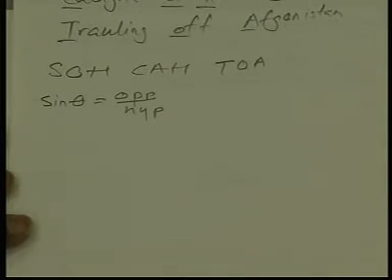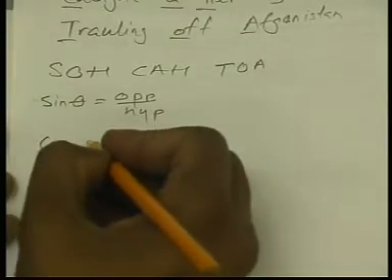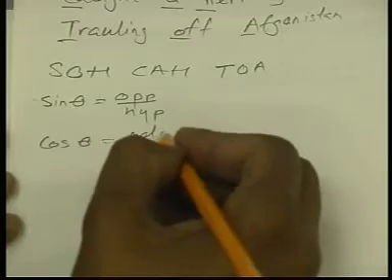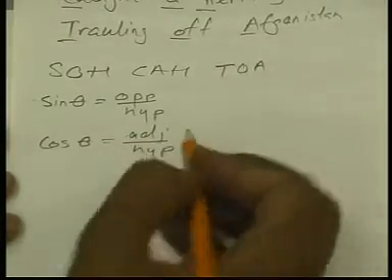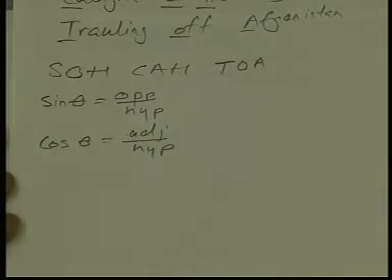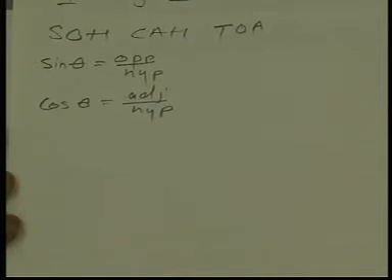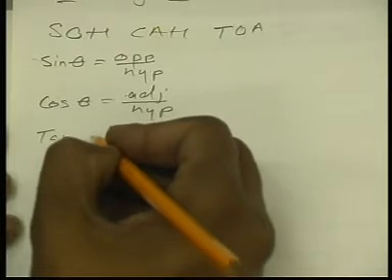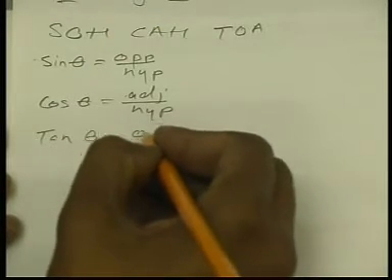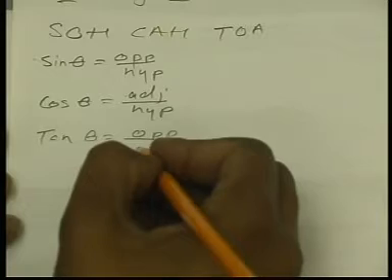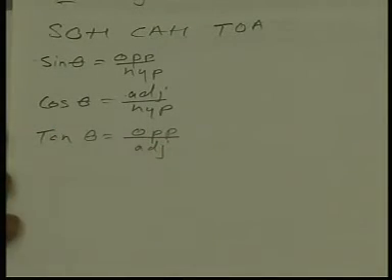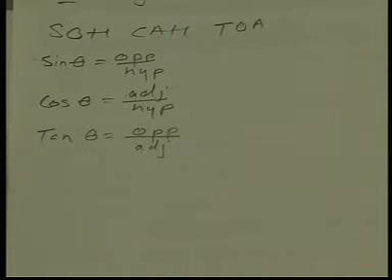The cos rule. Cos theta equals adjacent over hypotenuse. The cos of any angle is equal to adjacent over the hypotenuse. And finally, the tan rule. Tan theta is equal to opposite over adjacent. So tan of an angle is equal to opposite over adjacent. We will now see how we apply this.